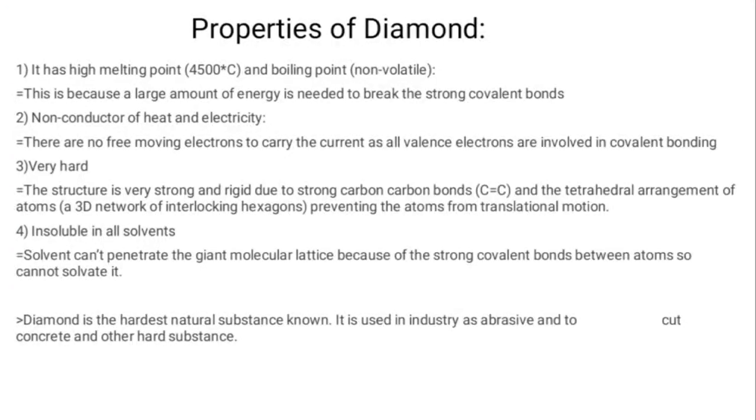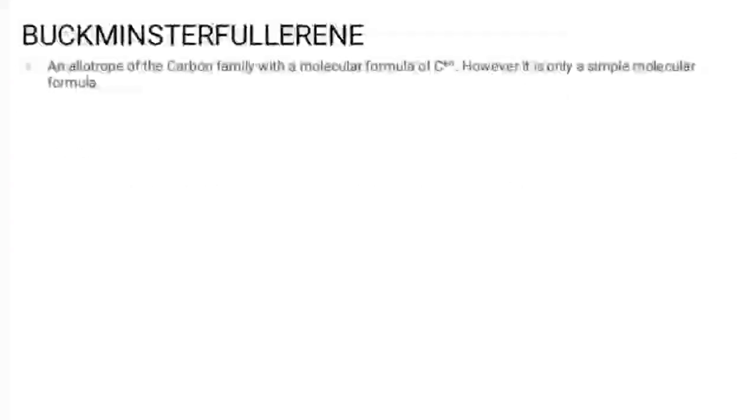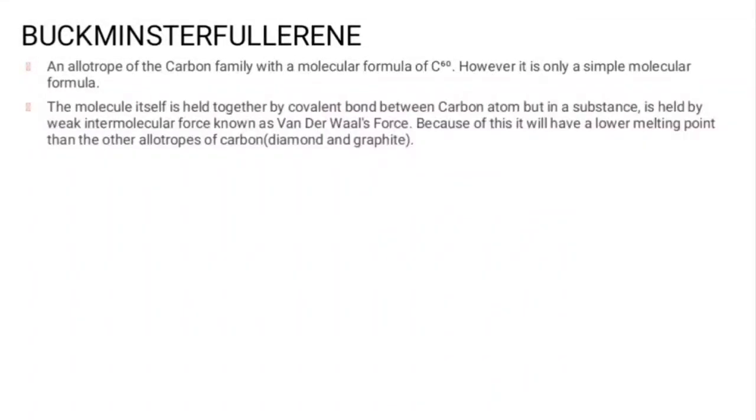The last allotrope of carbon I'm going to talk about is Buckminster fullerene. Buckminster fullerene is an allotrope of carbon with a molecular formula of C60. However, it is only a simple molecular formula. The molecule itself is held together by covalent bonds between carbon atoms. In a substance, it is held by weak intermolecular force known as van der Waals force. Because of this, it will have a lower melting point than the other allotropes of carbon.